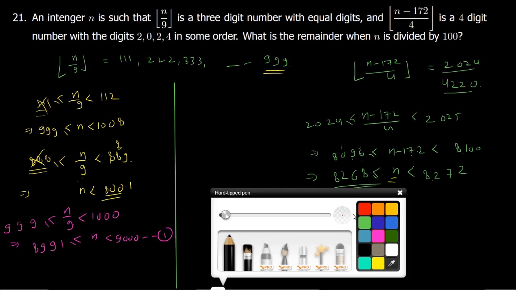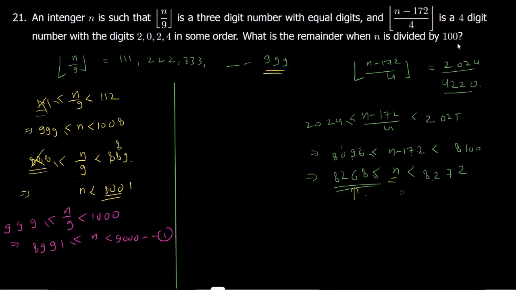Now, if we look at this, it is a four-digit number with the digits 2024 written in some order. Here 8272 is actually lesser than this, so I will have to go to the next higher permutation, probably 2042. Next higher permutations will probably be 2204, then 2240. So we'll explore all of them gradually. Let me explore this one.